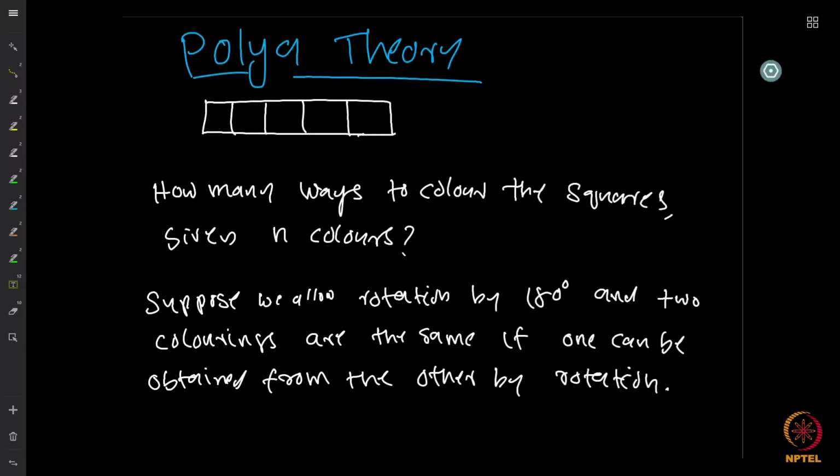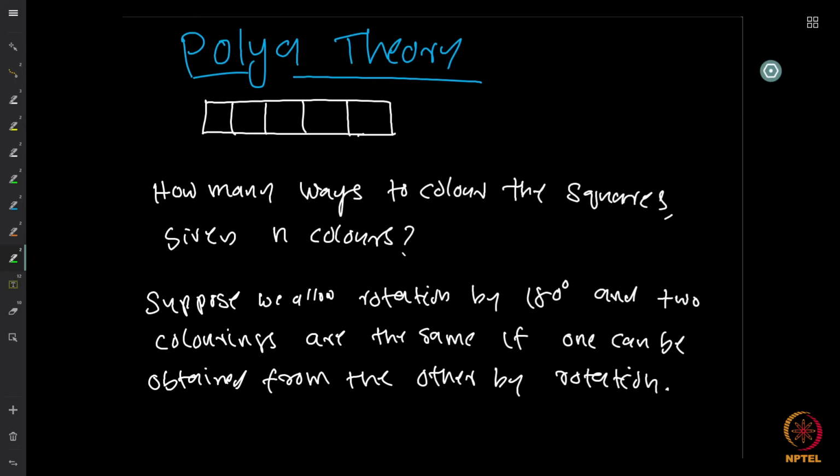Now, we start a new topic called Polya theory. Let us start with one of the questions that we have visited many times so far in this course. Suppose I give you these 5 squares in a row, and I give you n different colors, and I ask you to color these squares using your choice of colors.